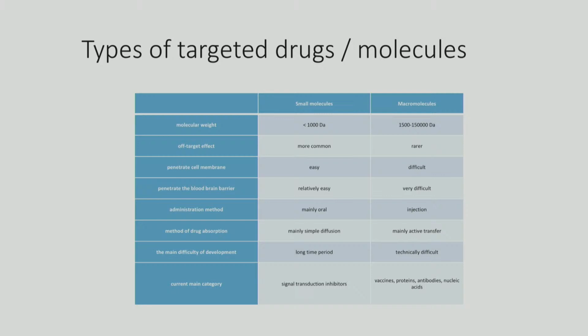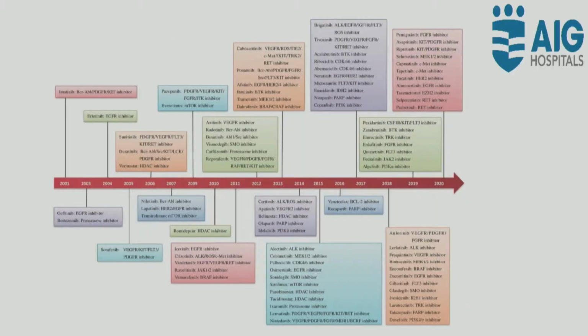And the main difficulty in the development of these is that macromolecules are technically difficult to develop because we have to take so many things into account. The development of small molecules is relatively easy, but they take a longer period of time because you also have to study their off-target effects. Look at this timeline of development over the past 2 decades.